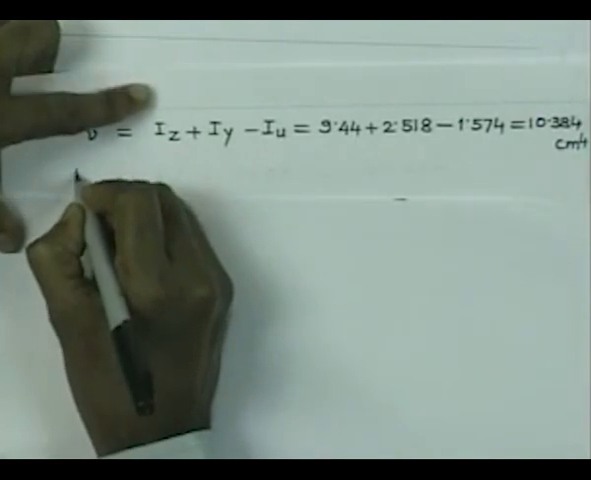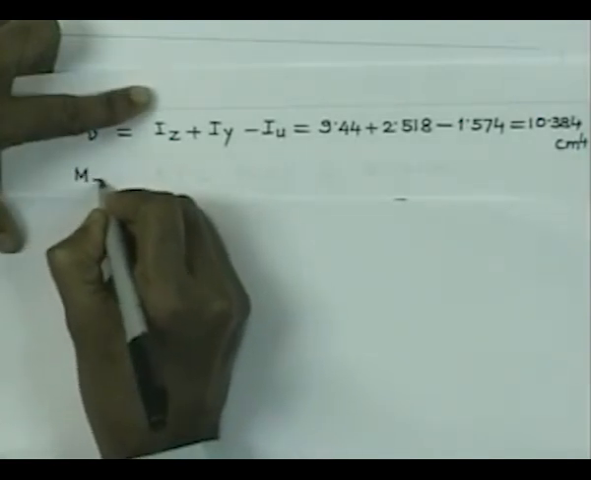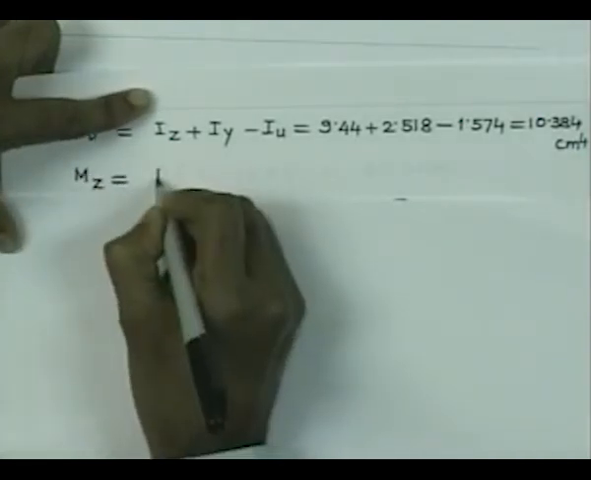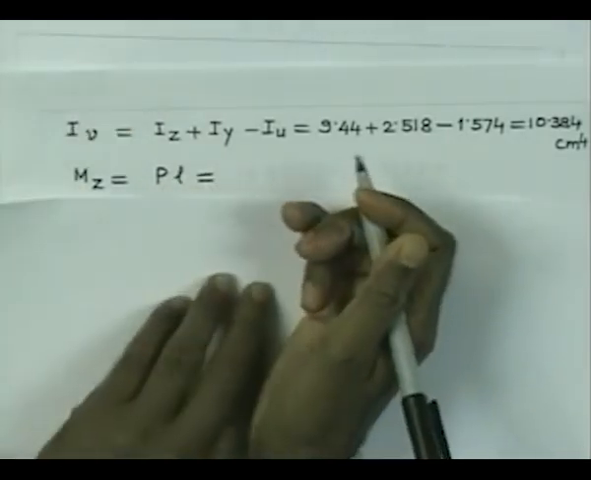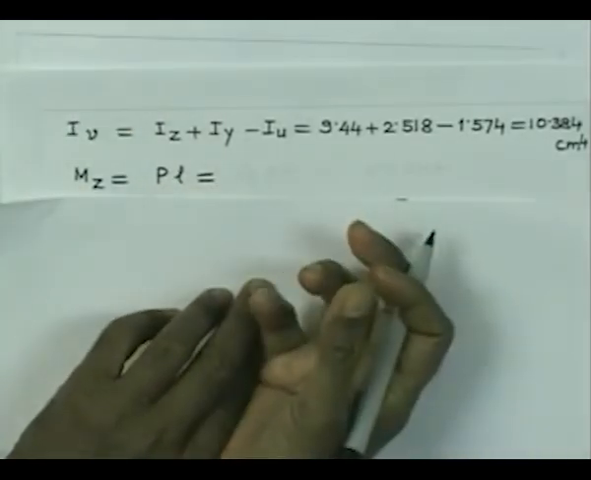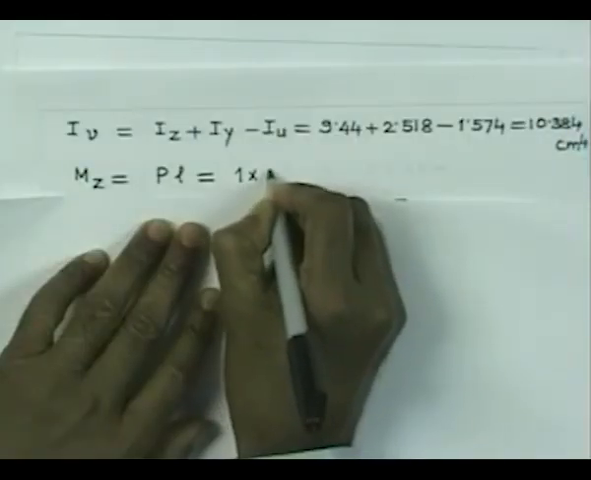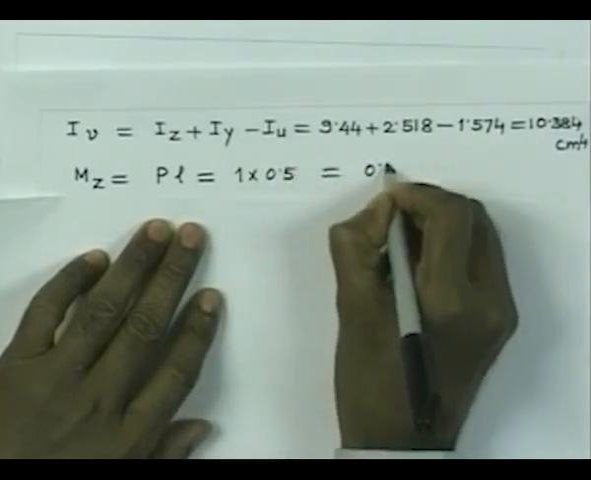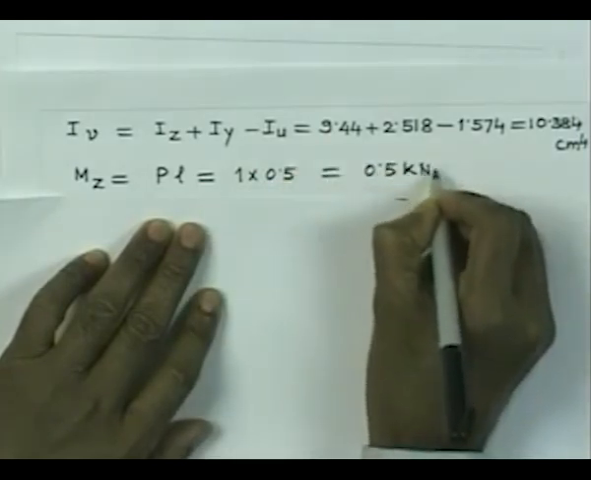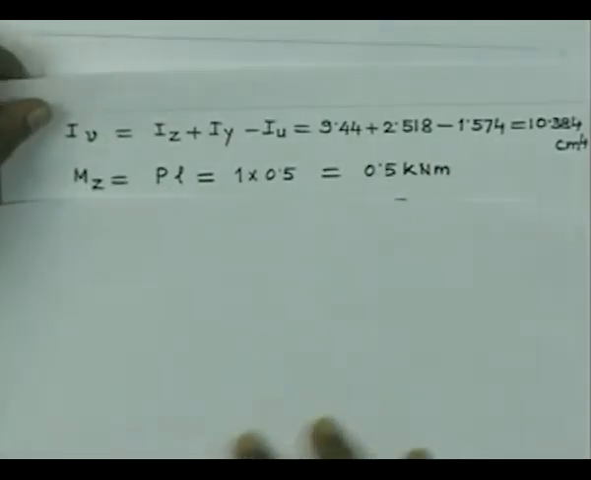So, here Mz is P into length of the member, and it is a positive moment because you see this is going to give an anticlockwise moment, and therefore, it will be positive. So, 1 into 0.5 and hence it is 0.5 kilonewton meter is the bending moment.